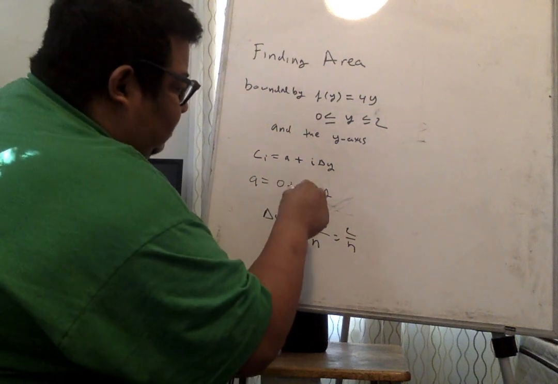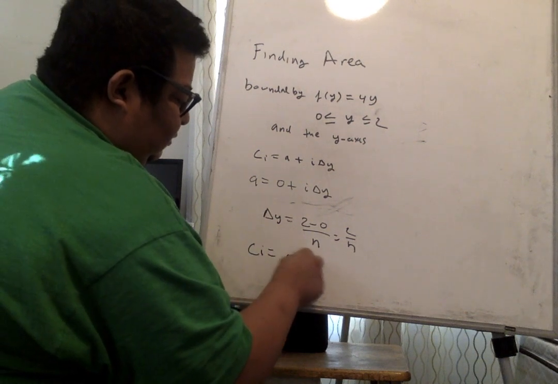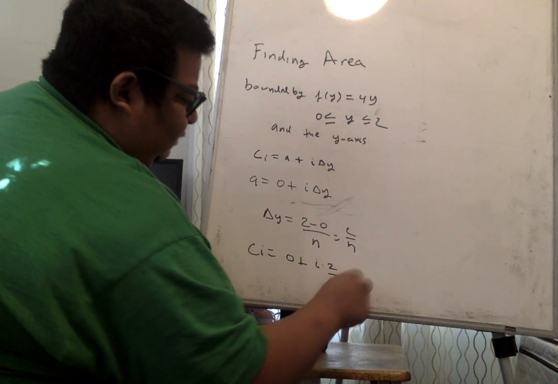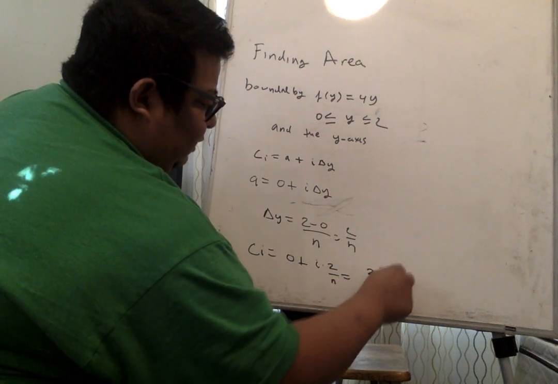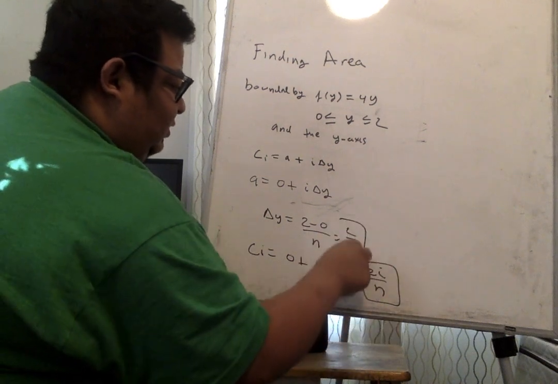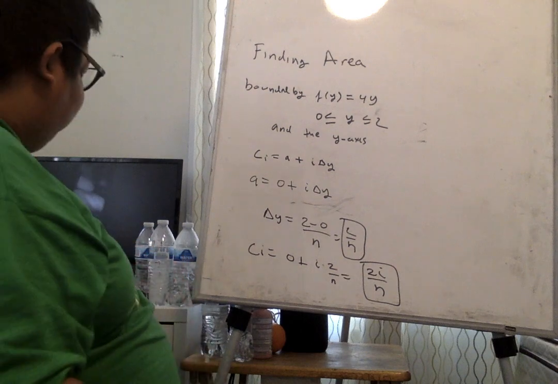Okay, so this, your ci, becomes 0 plus i times 2 over n, which is equal to 2i over n. So we need this and we need this to find the area using summations and limits.